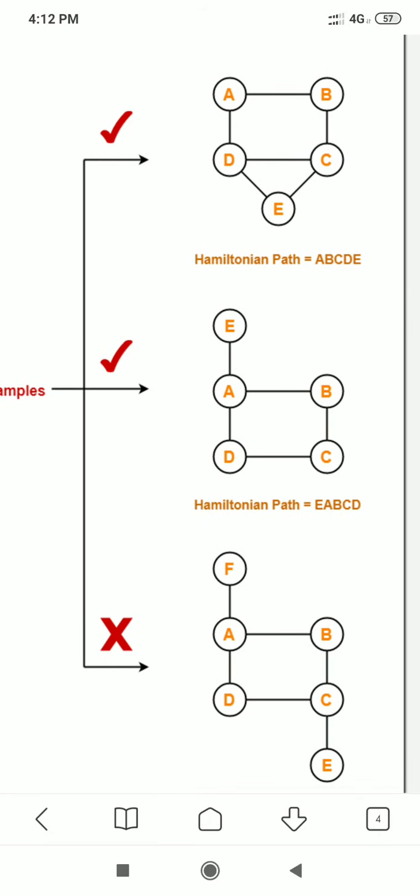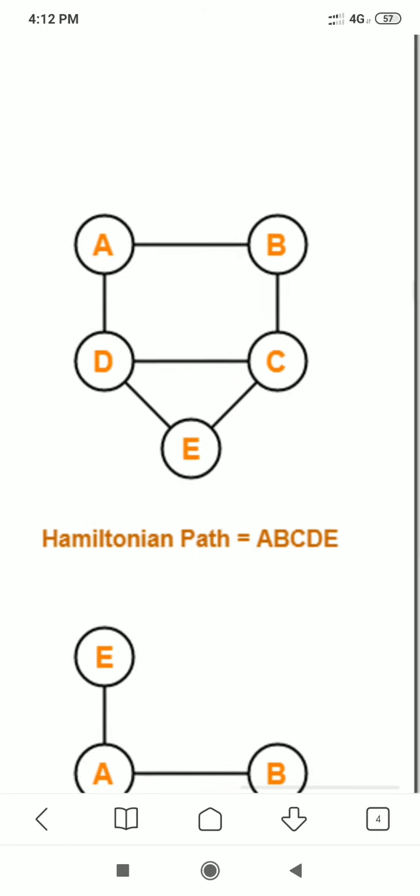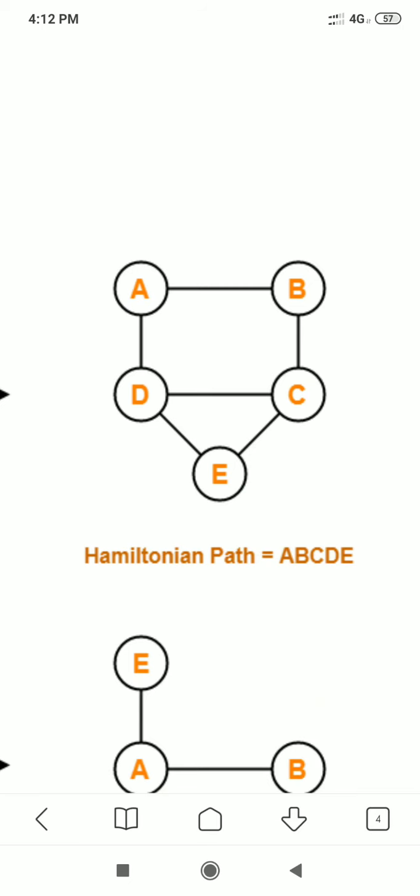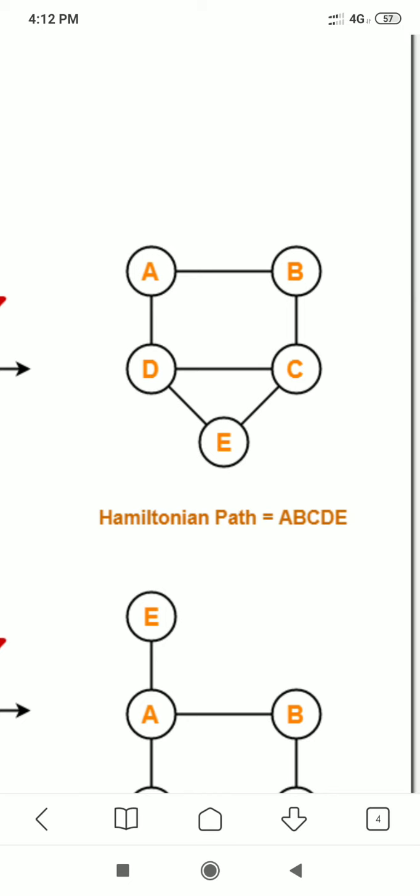Good afternoon. In this tutorial, we are going to learn about the Hamiltonian graph. To understand it, you have to know the Hamiltonian path. So here we have considered one graph, and you have to find a path first.